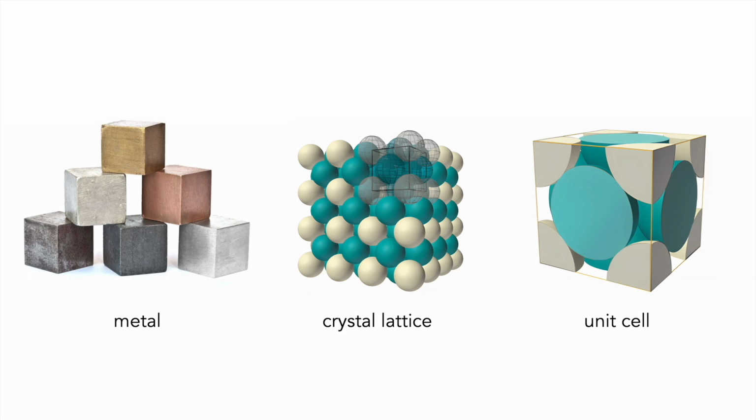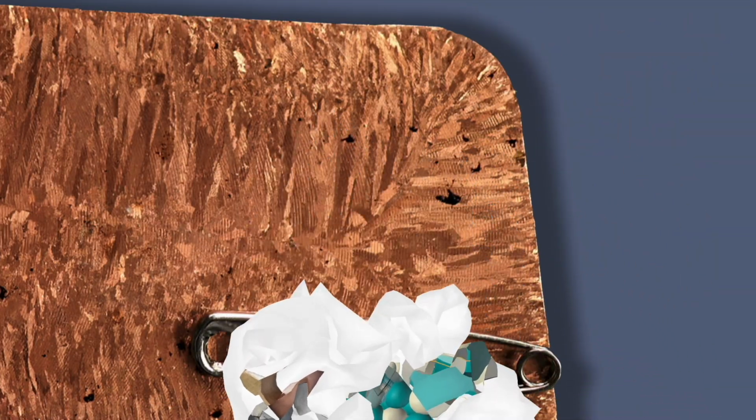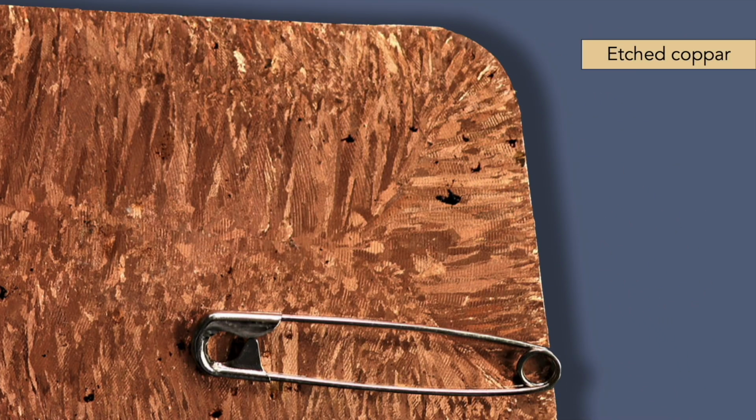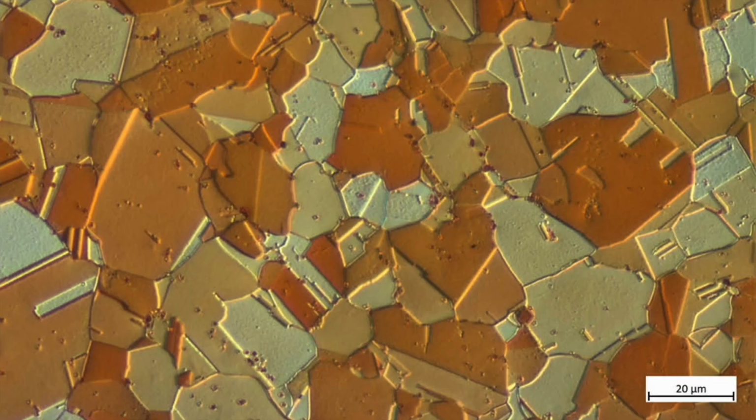Now, have a good hard look at this sheet of copper. Don't mind the safety pin, it's just there for a sense of scale. Now, the slab of copper has been etched with an acid, and the surface has this irregular pattern to it. So if I zoom in, you can get a closer look at these irregular shapes. But what are they? Given the context of what we now know about metals, can you explain what those shapes are?